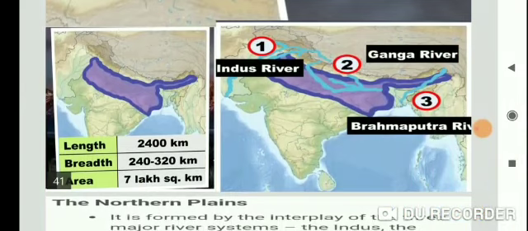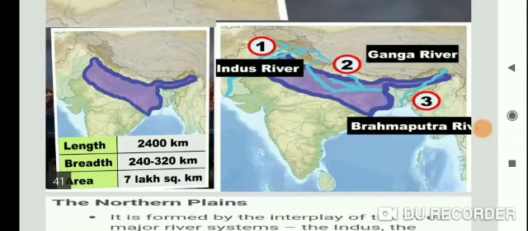See the map first of all. First is the Indus river, second is the Ganga river, and third is the Brahmaputra river. Now, it is to help you learn very easily: this plain is formed by the three river systems. Show the map: the Indus, the Ganga and the Brahmaputra along with their tributaries. And this plain is formed by alluvial soil, and it is spread over an area of 7 lakh square kilometer.